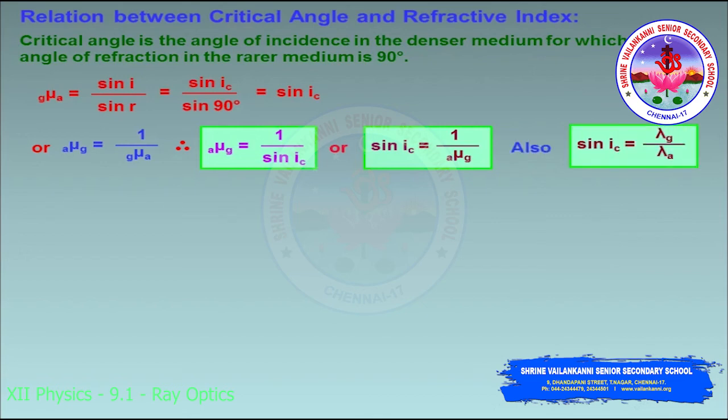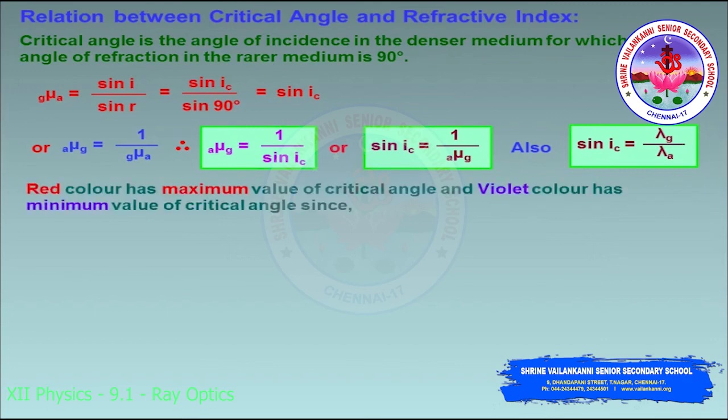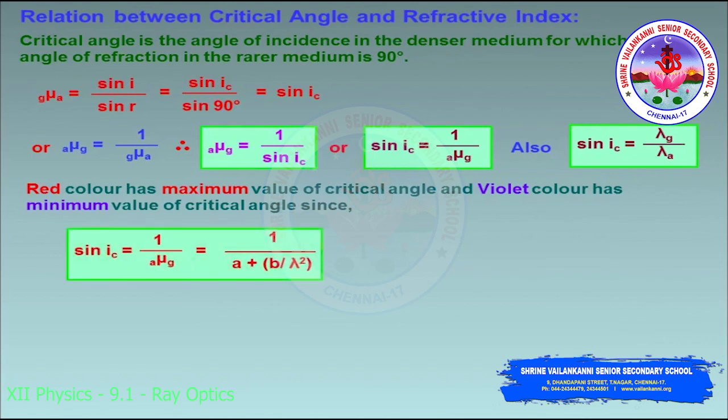Also we can write sin IC equals lambda g by lambda a, right? So we can say red color has the maximum value of the critical angle and violet has the minimum value of the critical angle. And sin IC, the critical angle, equals 1 by mu a to g, which equals 1 by A plus B by lambda squared.